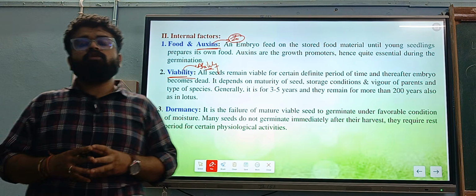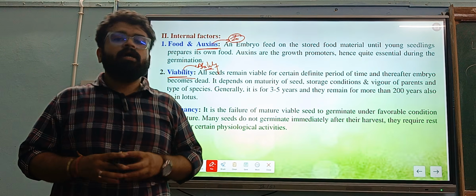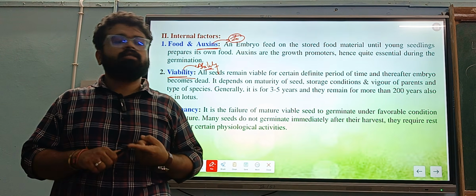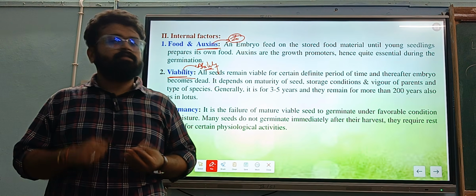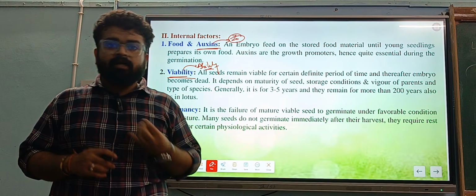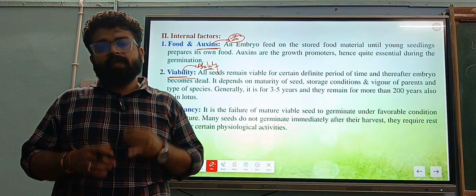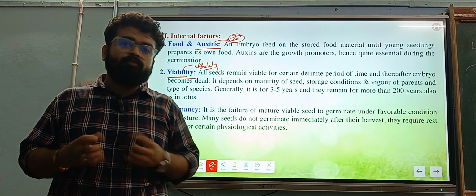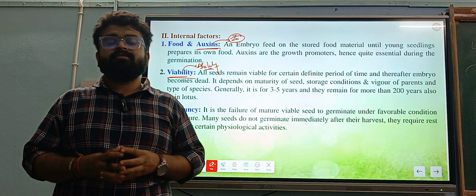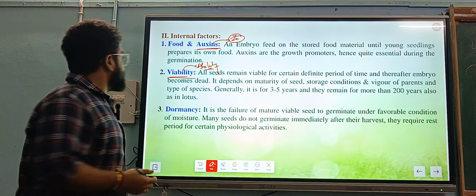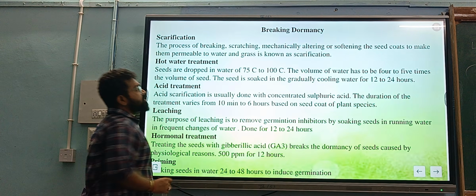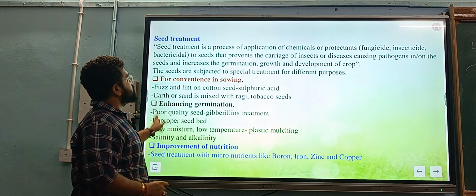So we were discussing the factors affecting germination: external factors and internal factors. External factors are moisture, temperature, light, substratum and even the conditions. The internal factors are the viability of the seed, the stored food material, and growth factors such as auxins, or even the dormancy of the seeds, that determine the germination of the seeds. Then what is dormancy?